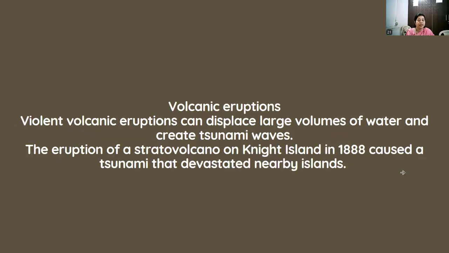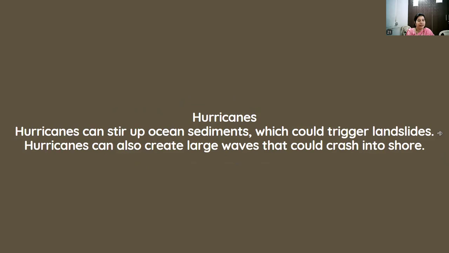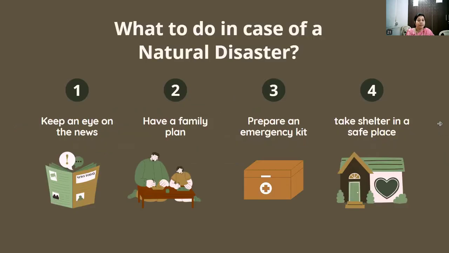Volcanic eruptions. Simultaneously, we have seen how violent volcanic eruptions can displace large volumes of water and create tsunami waves. Such an eruption of a stratovolcano on an island in 1888 caused a tsunami that devastated nearby islands. Hurricanes can also stir up ocean sediments, which can trigger landslides, and they also create large waves that could crash into the shore.